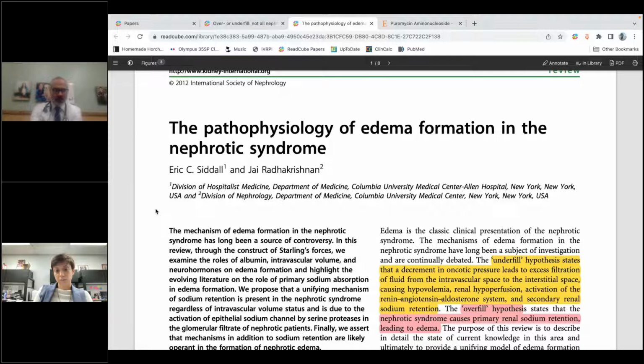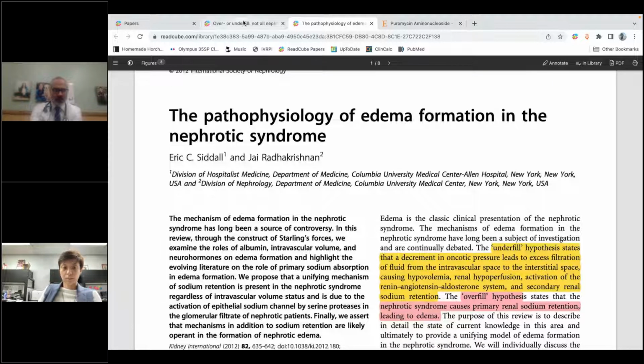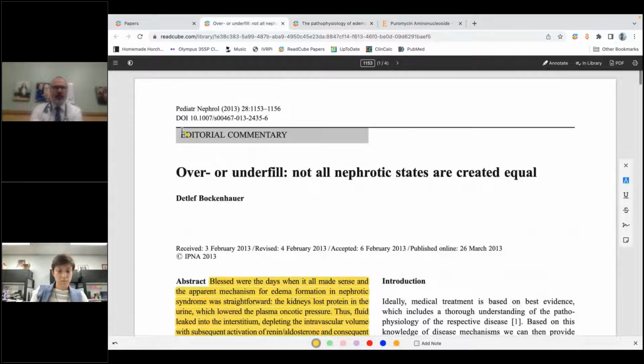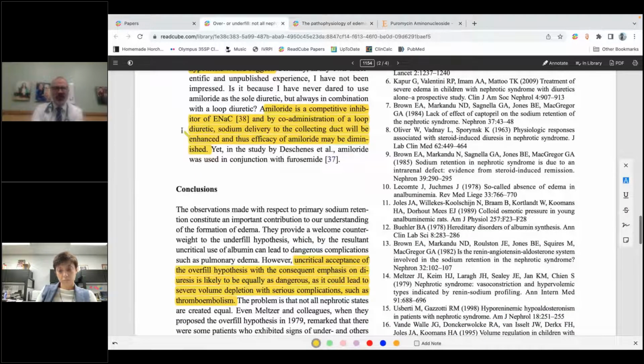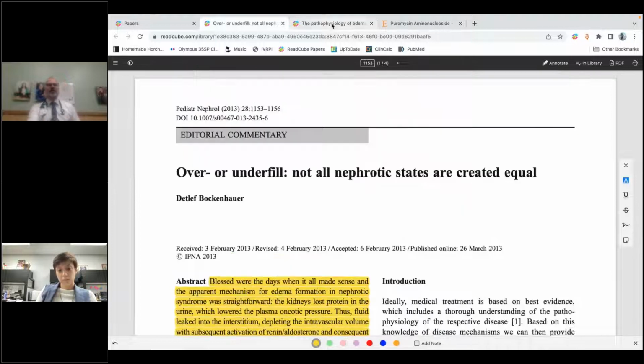So which one should we start with? Let's do the longer one because the other one is just an editorial, which kind of reviews a lot of the stuff. But I did think it had some other comments that were nice too. So let's go through the pathophysiology of edema formation in the nephrotic syndrome.